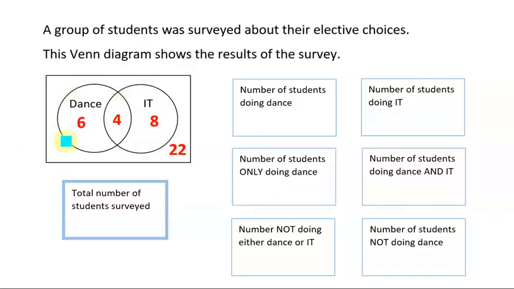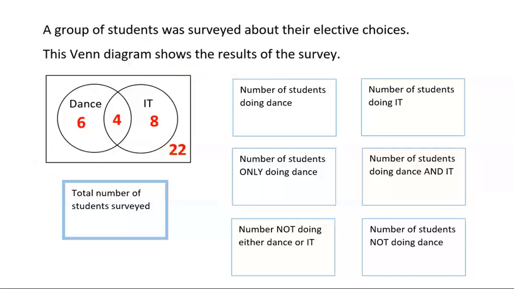Now, all of the values in this circle, the dance circle, represent dance, and all of the values in this IT circle represent IT. And the values where we overlap represent dance and IT. And the values outside of both of those circles don't fall into either of those categories. That's how a Venn diagram works.